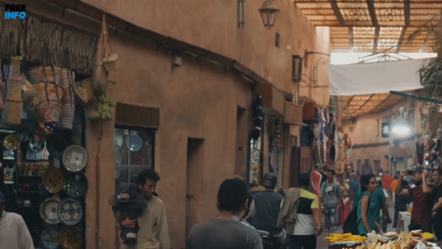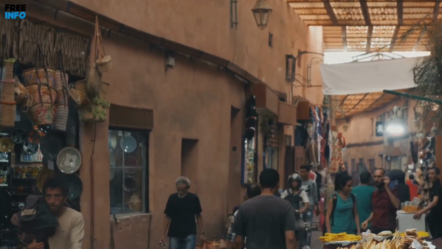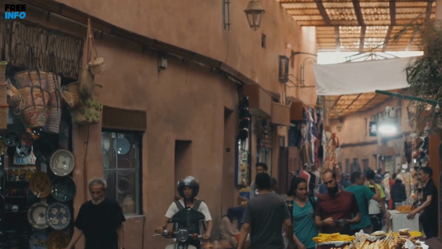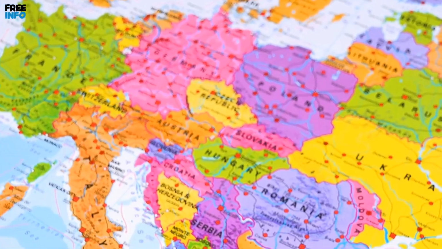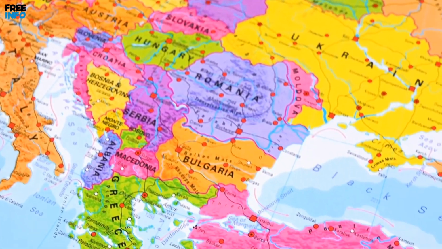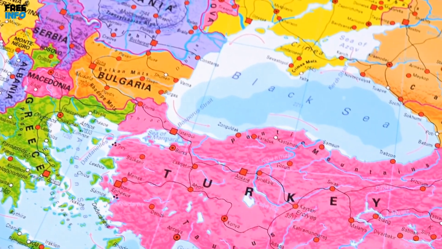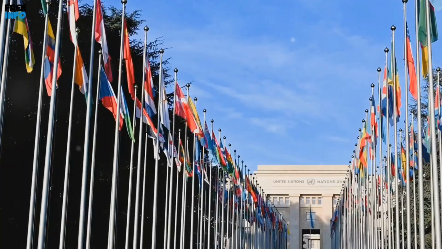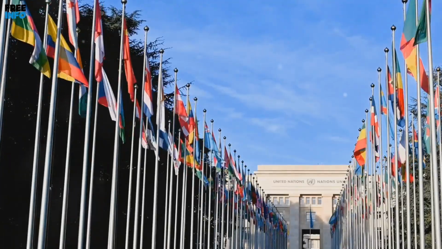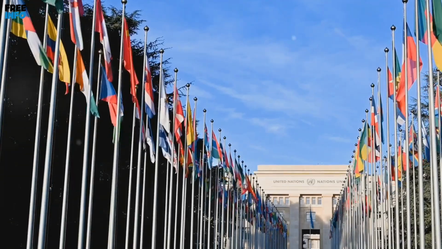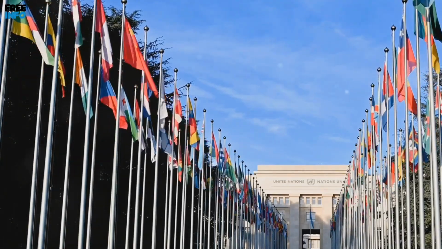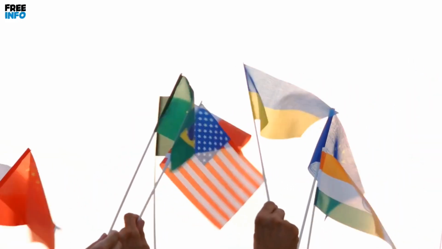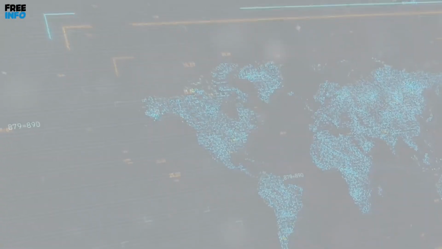Trade, migration, and cultural exchange across borders have enriched societies and fostered innovation throughout history. The influence of cultural and ethnic considerations on border creation is complex and multifaceted. While borders can divide, they can also unite, fostering cooperation and understanding between different groups. Recognizing the cultural dimension of borders is essential for promoting tolerance, respect, and peaceful coexistence in an increasingly interconnected world.